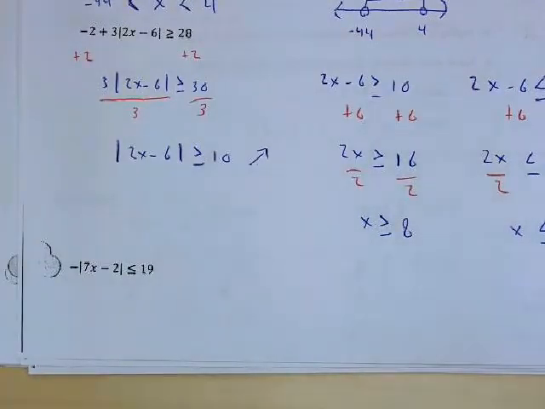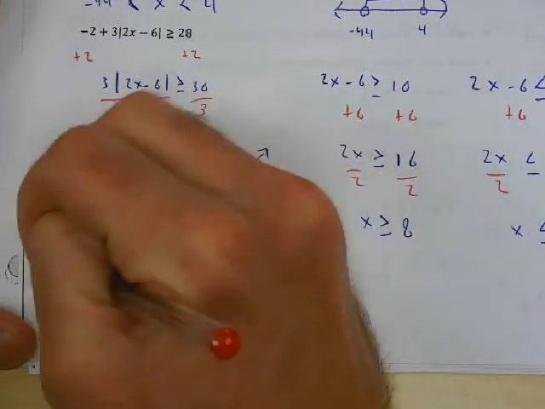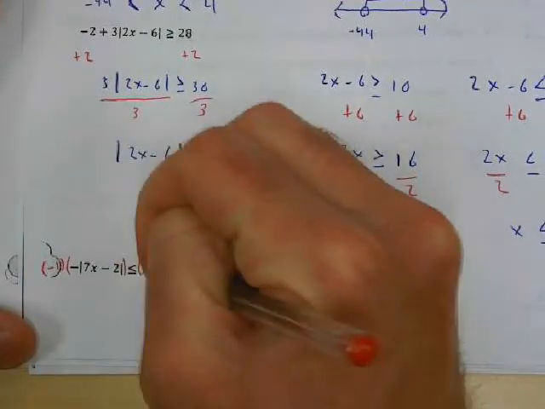Here we got negative. You can think of this as -1 times the absolute value of 7x minus 2 is less than or equal to 19. Okay, so let's start by getting the absolute value part by itself. I can either divide by -1 or multiply by -1. Doesn't matter, it achieves the same goal. I'll go ahead and multiply.